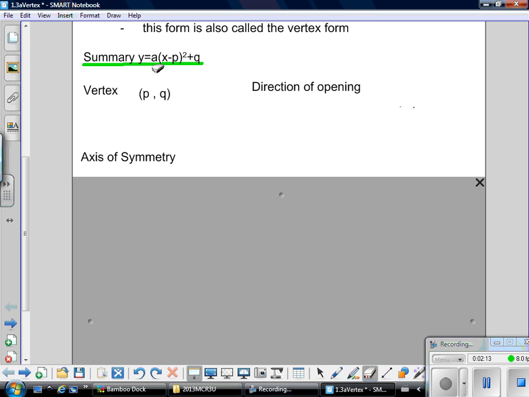The direction of the opening: how do I know whether it opens up or down? Well, remember that was related to that a. The a is going to tell us whether something opens up or down. We know that it opens up if a is greater than 0. It opens down if it is less than 0. So if it's positive, it opens up. If it's negative, it opens down.